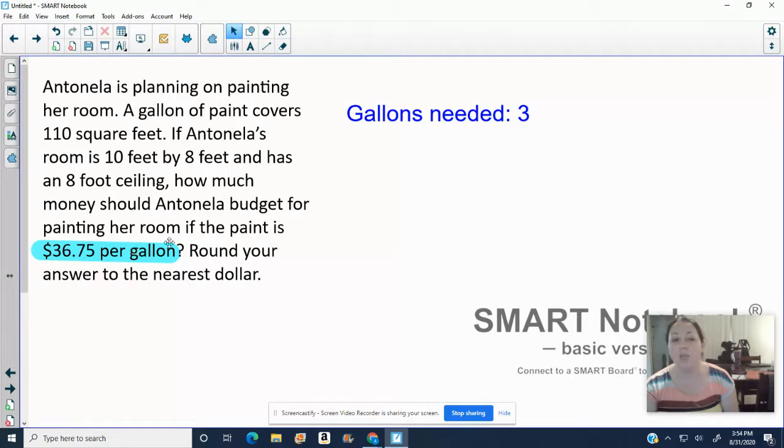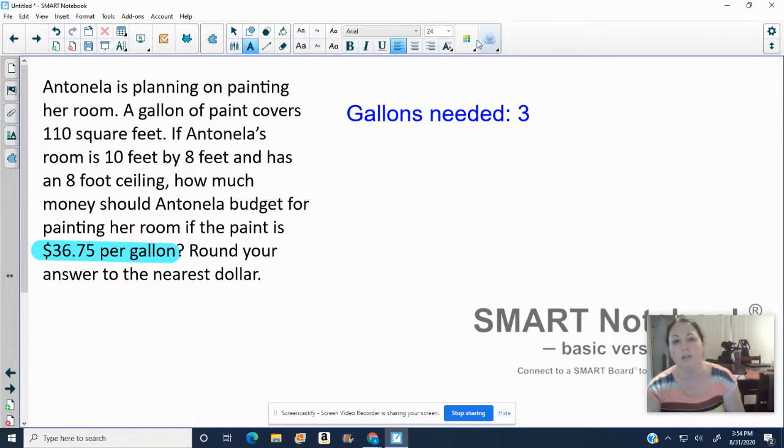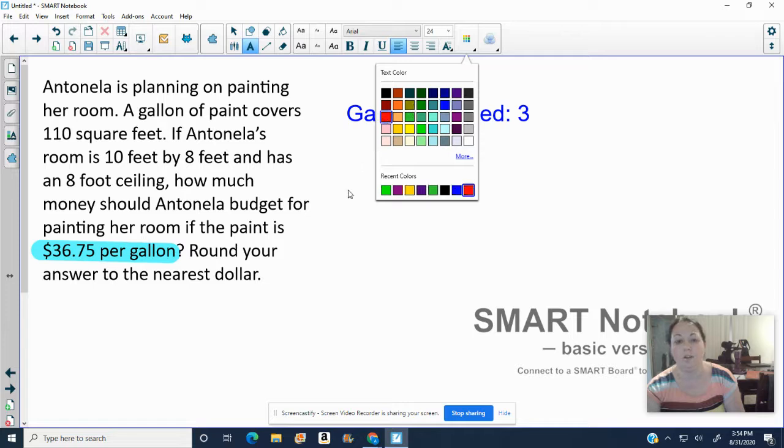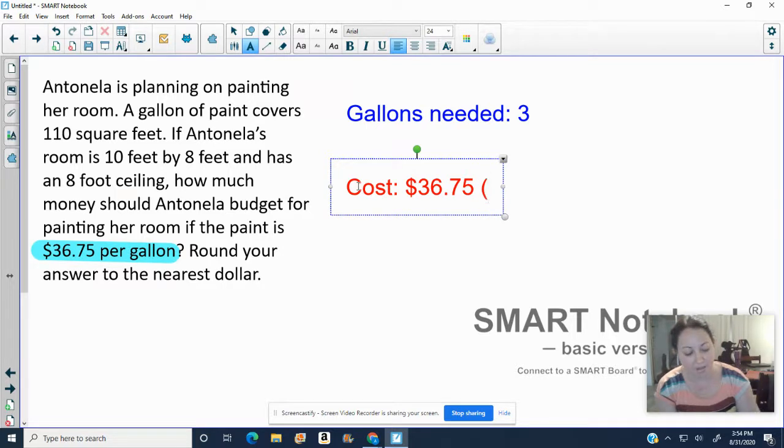So all I really need in this one is the information from example 4, which is that I need 3 gallons, and I now need to find the total cost. That should be something that's pretty doable. To find the cost, I'm going to take the amount they gave me, $36.75, and multiply that by the 3 gallons needed.